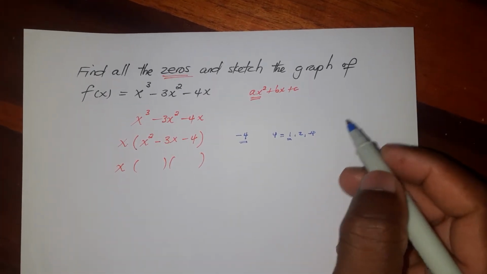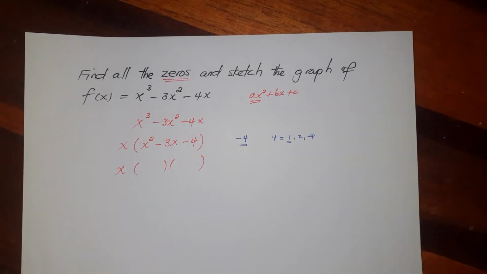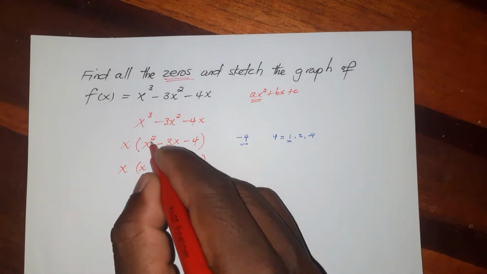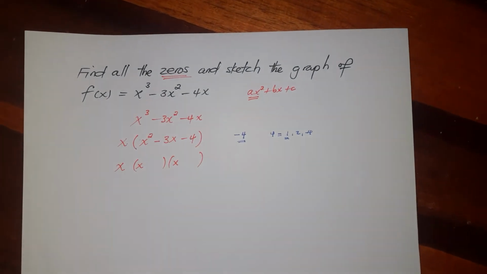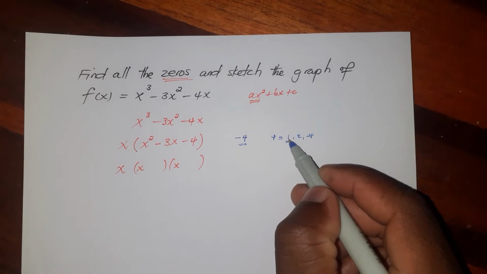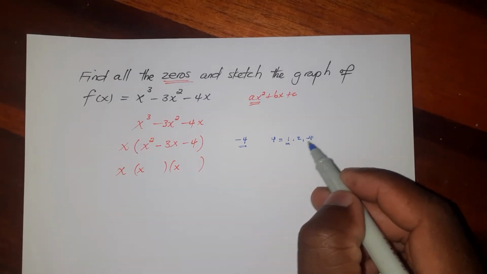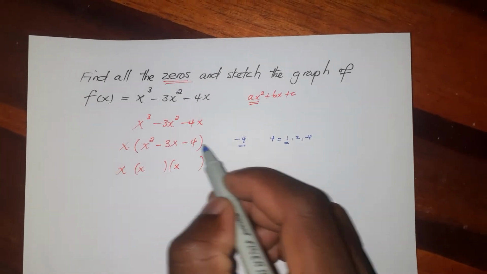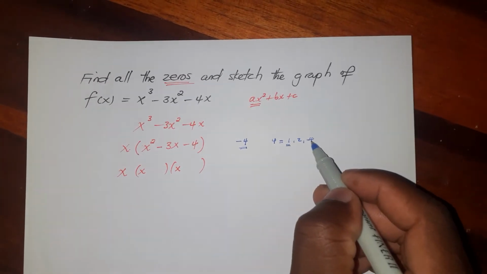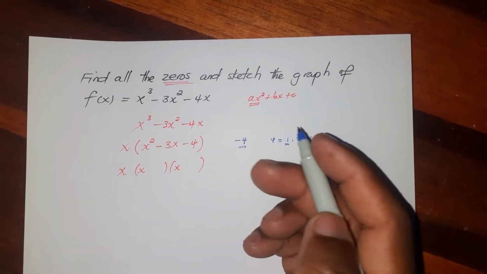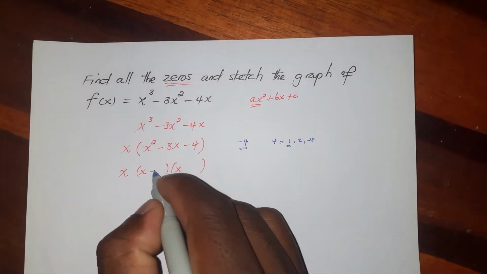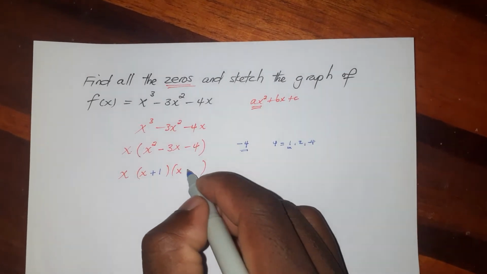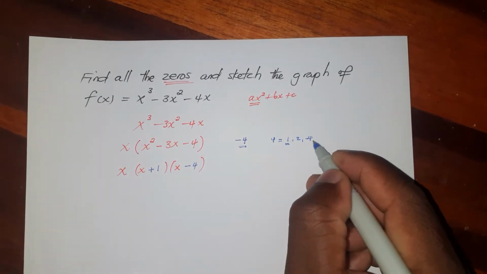So what we now do, we write x here and also x here. Since x squared, we should have two x's. Then since we have positive 1 and negative 4, remember positive 1 times negative 4 gives us negative 4. Positive 1 plus negative 4 gives us negative 3. So we now write positive 1, and then negative 4.